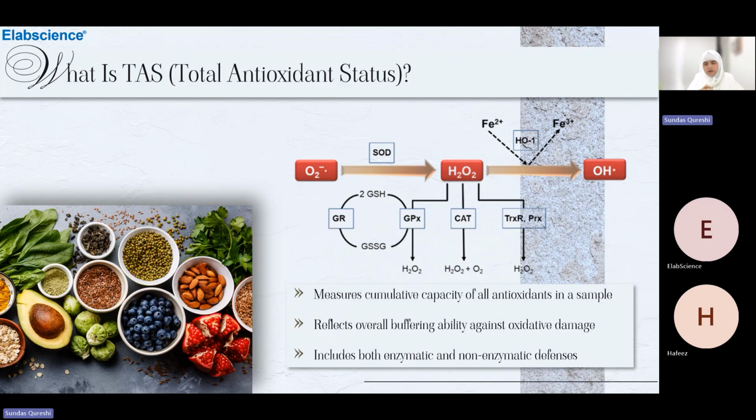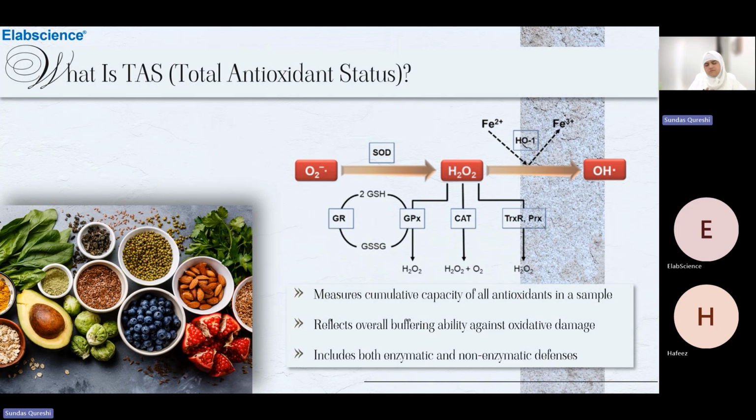The total antioxidant status, on the other hand, measures the combined capacity of all the antioxidants present in the sample. This might also include enzymatic defenses such as superoxide dismutase, sorry, then catalase and glutathione peroxidase, and some non-enzymatic antioxidants like glutathione, vitamins C and E, and some other metabolites. So TAS reflects the overall buffering ability of the cells or tissues against oxidative damage, providing a holistic view of how well the system can neutralize the ROS.